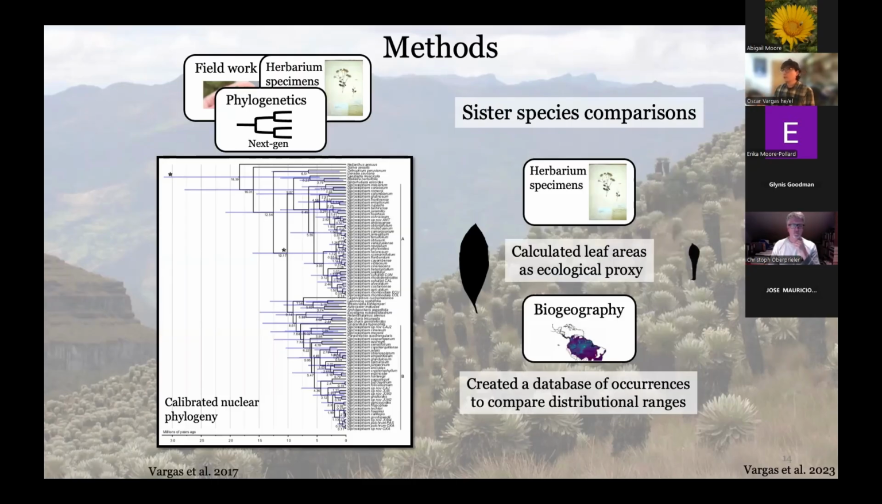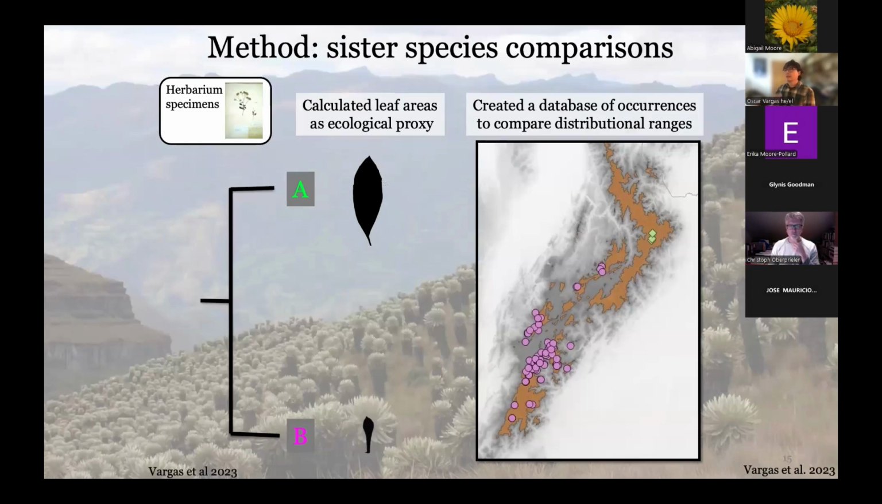So to test for this, I use the phylogeny that I just talked about. I use herbarium specimens to map the distribution of sister species and see if they were allopatric or sympatric. And then I calculated leaf areas from herbarium specimens to use as a proxy for ecology. Basically, this is what I'm trying to see: I have two sister species and I compare whether they live in different islands and whether their ecology is different. I acknowledge this is only one character, but it's a proxy for ecology.